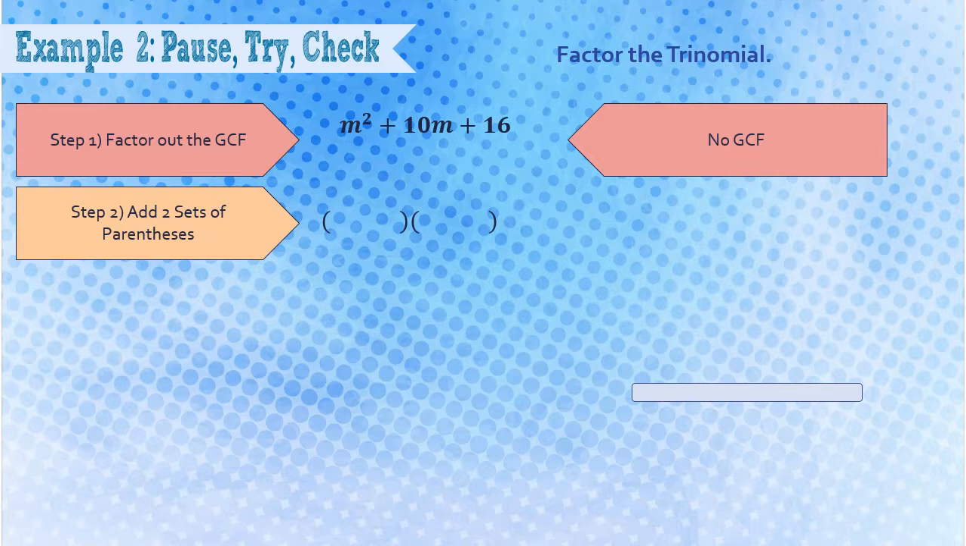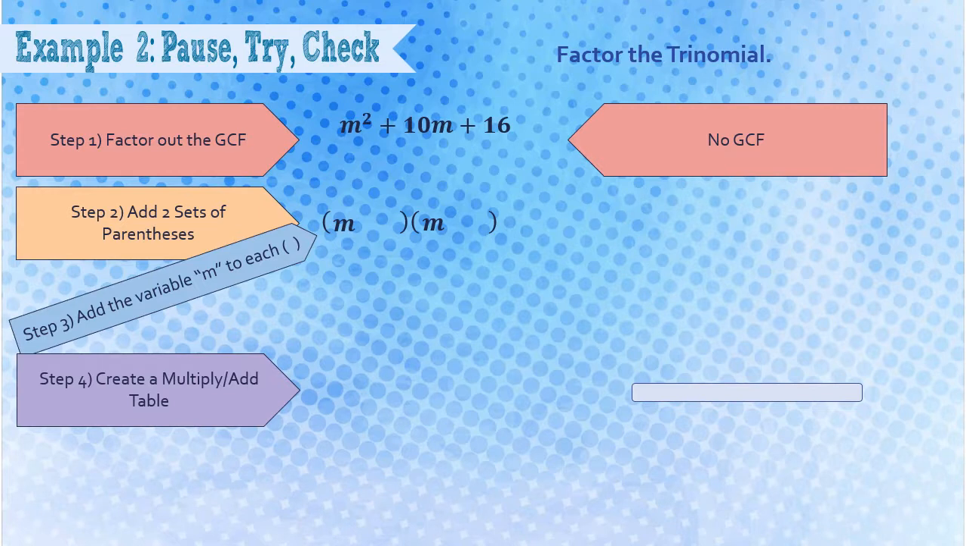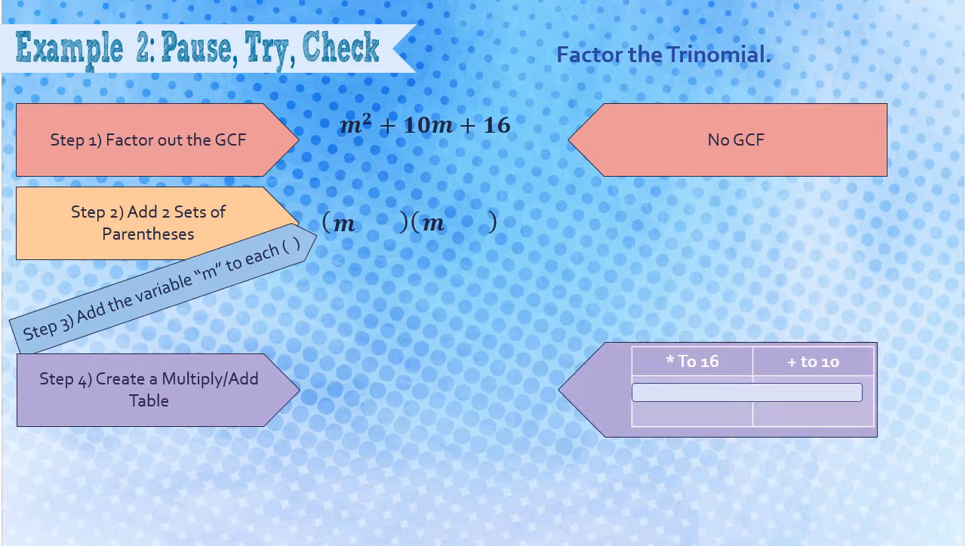I'm going to go ahead and open up my two sets of parentheses for my binomials. And I'm going to add my variable to both the front spots. In this case, I'm using m instead of x. And now we go ahead and we make our table. So this time I want to find two numbers that multiply to give me 16 and add to give me 10. So when I think of 16, I think of 2 and 8.